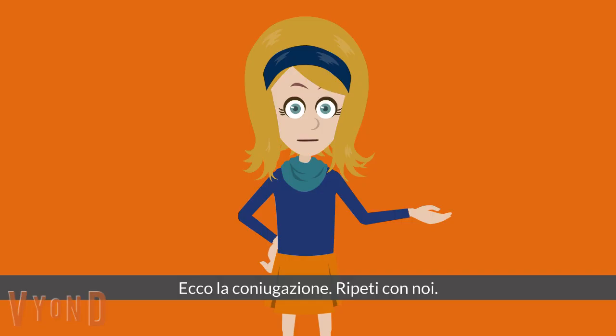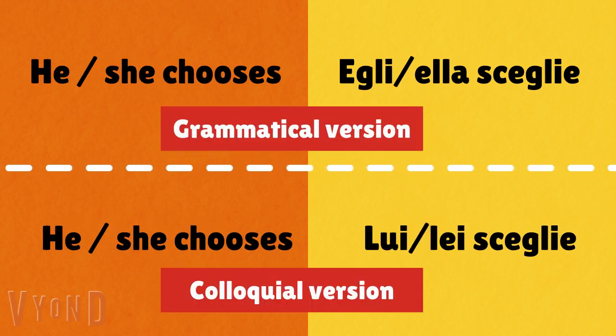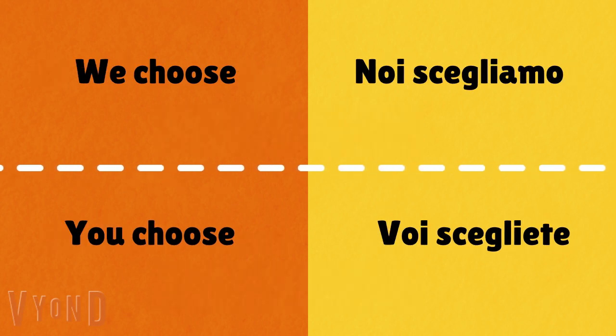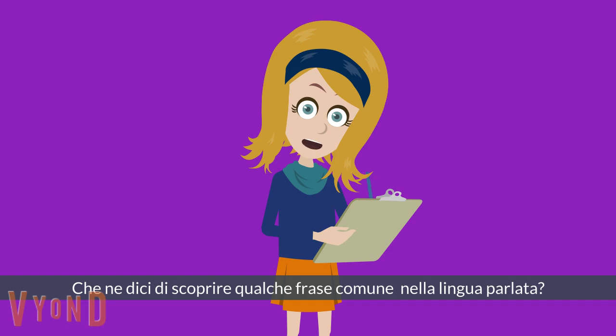Now the whole conjugation, repeat with us. Io scelgo, tu scegli. Egli, ella sceglie. Lui, lei sceglie. Noi scegliamo. Voi scegliete. Essi, esse scelgono. Loro scelgono. How about discovering some commonly used phrases in the spoken language?